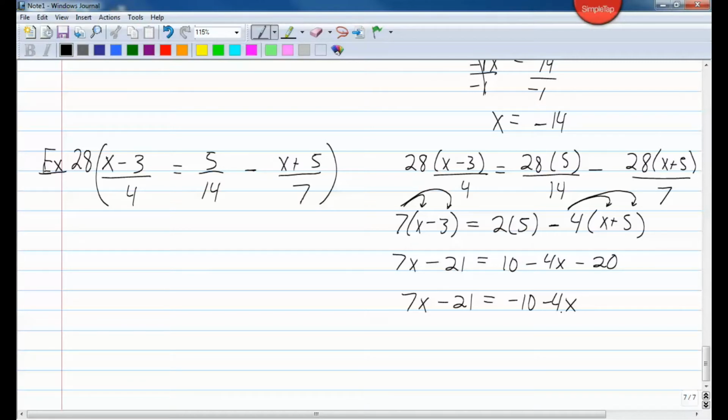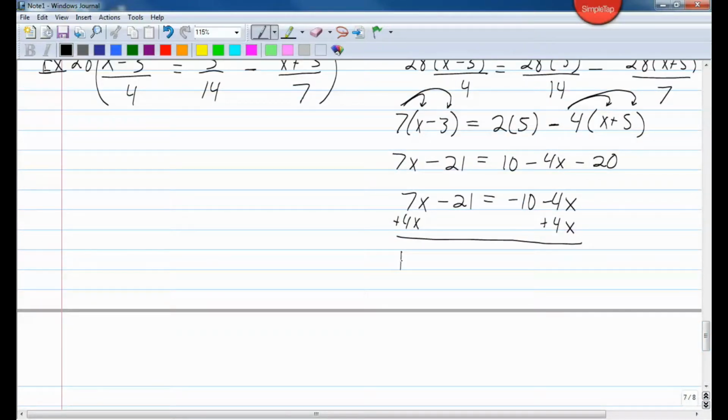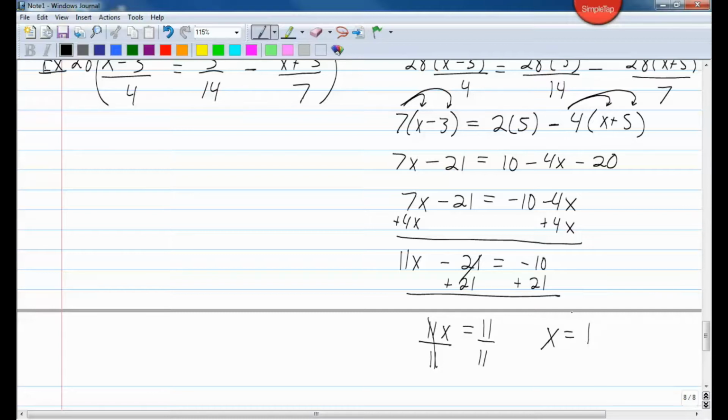Alright, so now I have x and constant values on both sides. It doesn't matter which side we move them to, just pick one, move your x value to one side, move your constant to the other. So I'm going to say plus 4x plus 4x, so I have 11x minus 21 equals negative 10. And to get the 11x by itself, I need to move the constant over to the right side. So I'm adding 21 to both sides. That's 11x equals 11. Divide both sides by 11. And I get x equals 1.